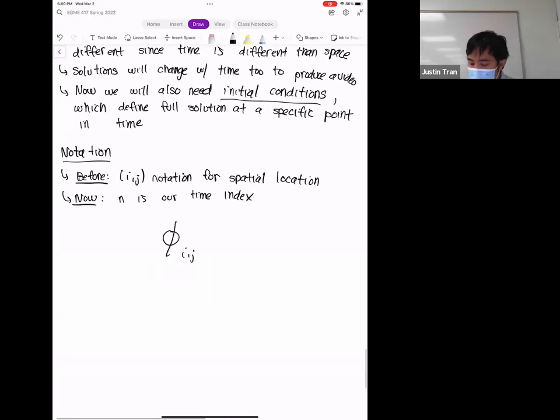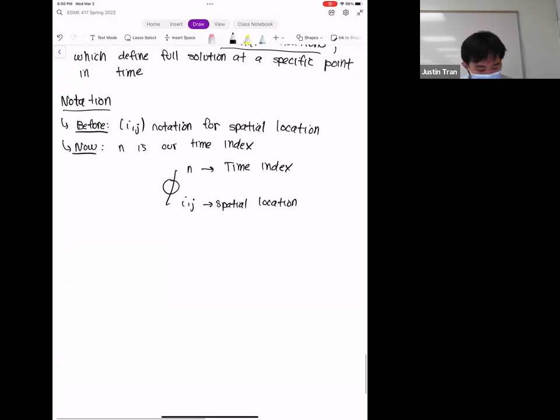And so just like before, I'm going to put the ij spatial location in the subscript. But in addition to that, I'm going to have a superscript that denotes the time index, or in other words, when this solution is taking place in time. And in particular, there are a couple of time indices that are important to note. When I say that we're at time index n, this is the current time.